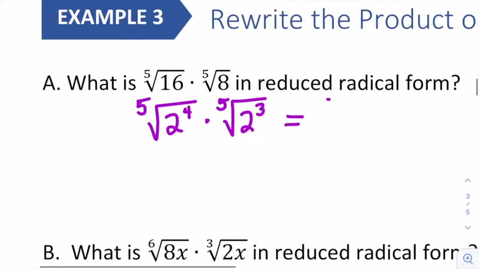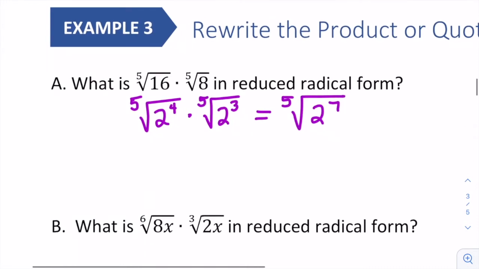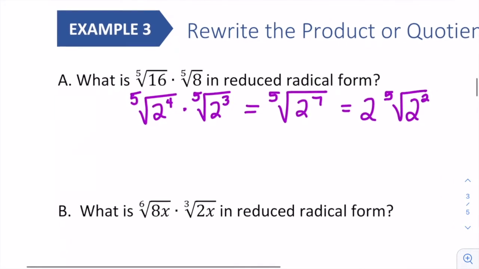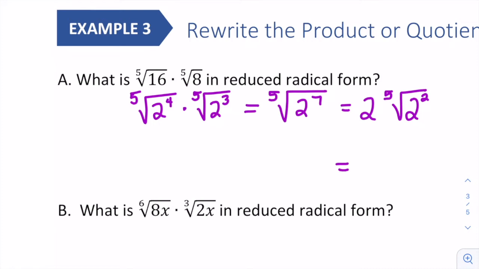So we have the 5th root of 2 to the 7th. We're going to have 5 2's and 2 left over. So I could simplify. We could take one group of 5 out and we'll be left with 2 squared inside that radical. So that's going to simplify into 2 times the 5th root of 4.